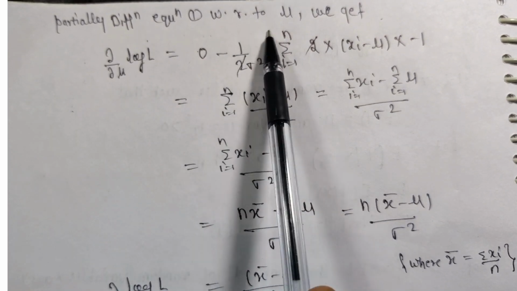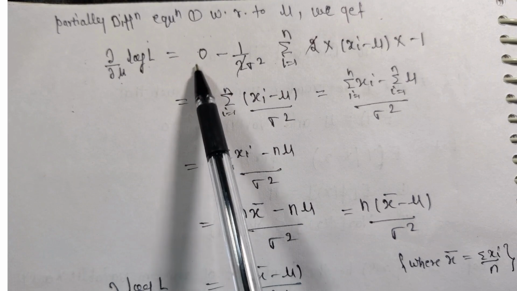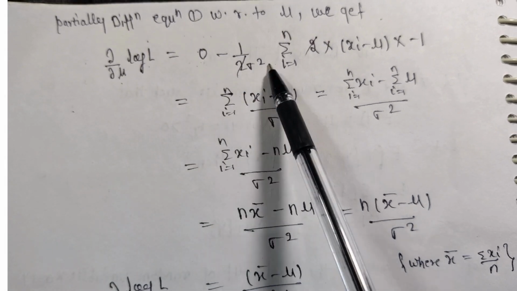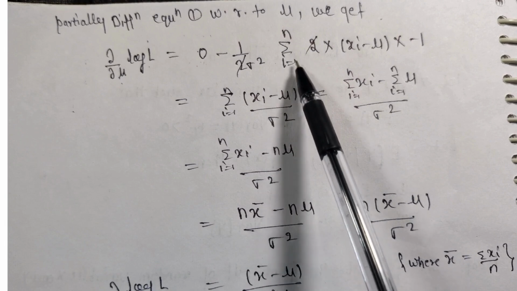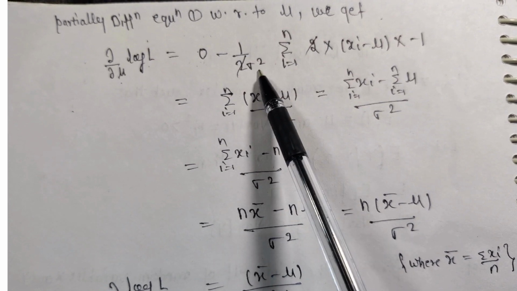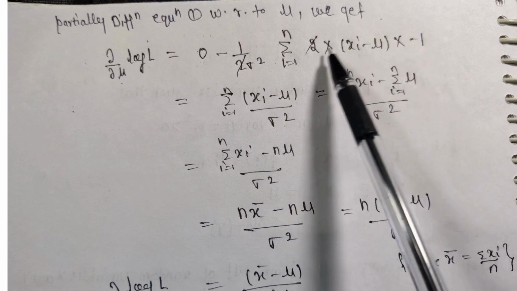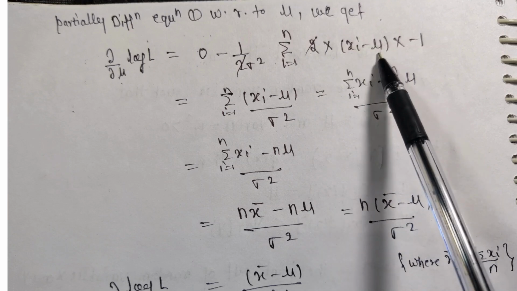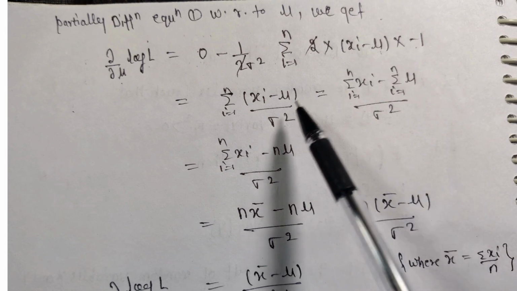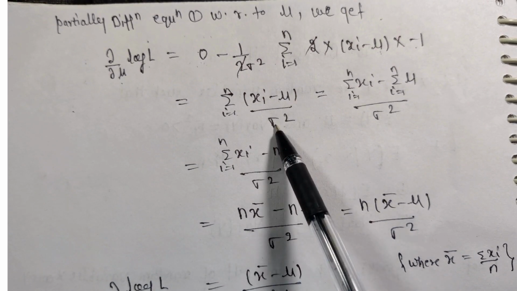So next step, partially differentiating equation number 1 with respect to mu, we get del by del mu of log L is equal to, the first term is k, and k is independent of mu, so it becomes 0, and the second term is 1 upon 2 sigma square summation of (xi minus mu) square. Here 1 upon 2 sigma square is constant, and the derivative of summation (xi minus mu) square gives 2 times (xi minus mu), and differentiating mu with respect to mu it becomes minus 1. Okay, so now you can simplify it in the form of summation of (xi minus mu) upon sigma square.